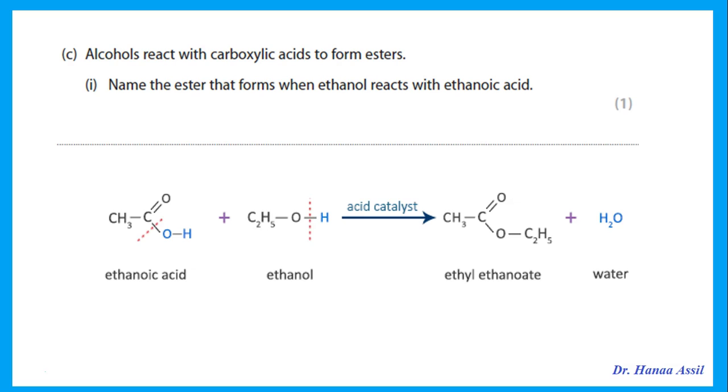Now, when we name that product, we start with the name of the alcohol. So this was made from ethanol, so its name would be ethyl something. It was made from ethanoic acid. That means it is ethyl ethanoate. That's how we name esters.